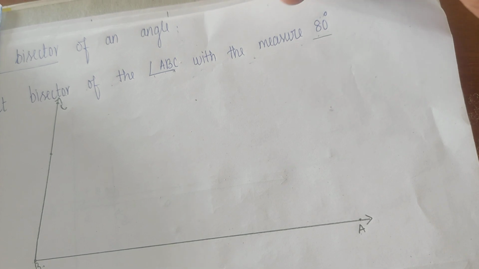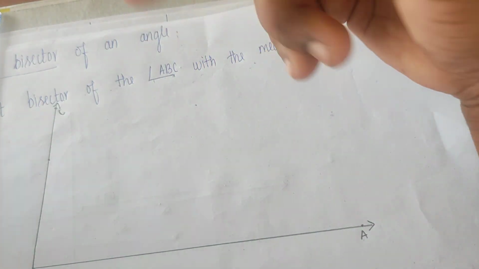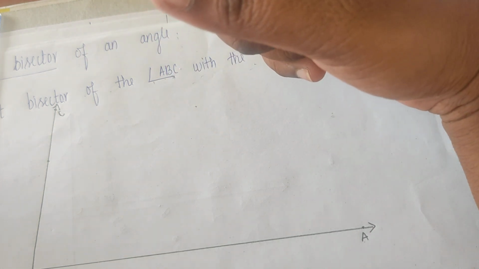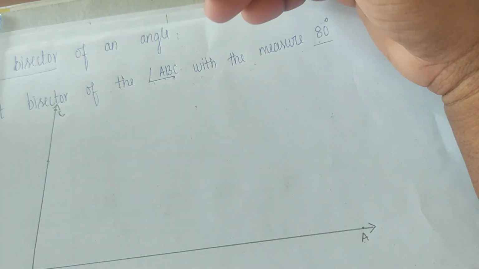Now, this 80 degree, how to divide it into two equal parts? Now how to divide 80 degree into two equal parts. Okay.